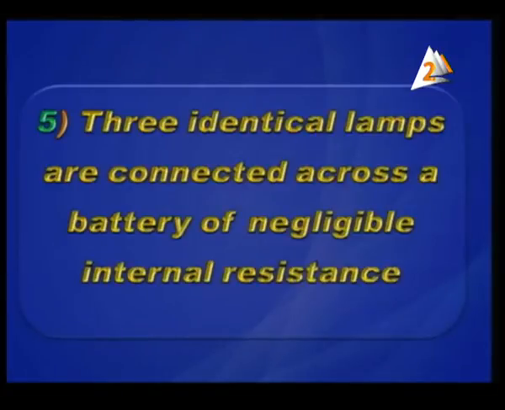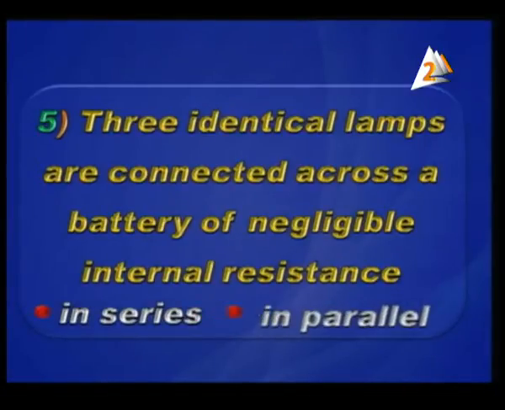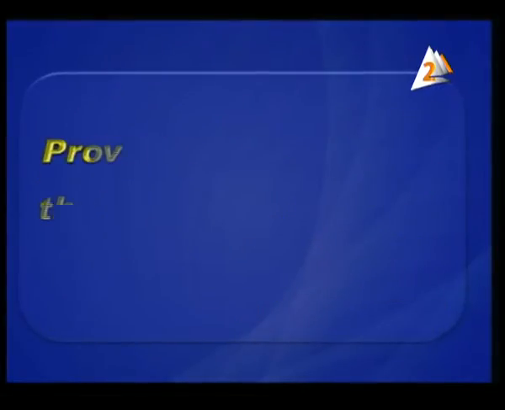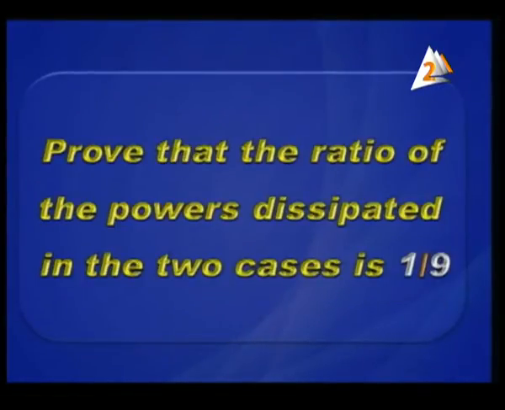Another question. 3 identical lamps are connected across a battery of negligible internal resistance, once in series and at another time in parallel. Prove that the ratio of the powers dissipated in the two cases is 1 over 9. Okay, we'll take it one by one.